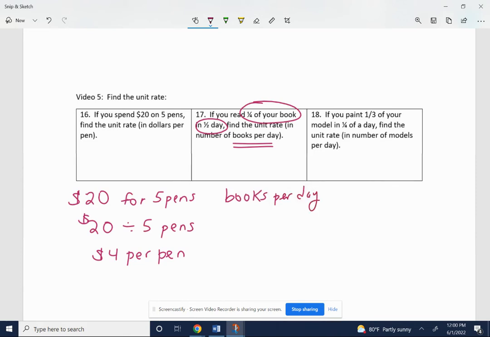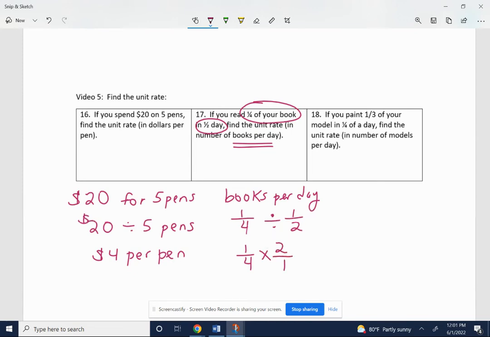So one way you can find the answer to this problem is take the number of books divided by the number of days. So 1/4 of a book divided by the fraction of a day. Just take 1/4 divided by a half. And again, this is just one way to do these problems. There are other ways to do these. Well, if I take 1/4 divided by a half, keep the first fraction the same, change divide to multiply, and then flip over the second fraction.